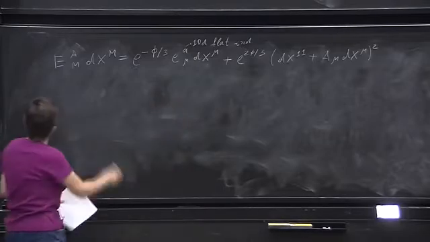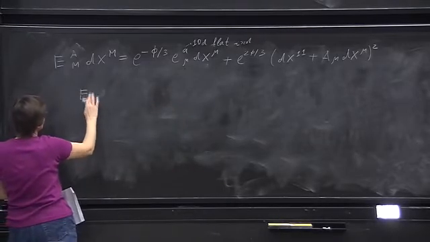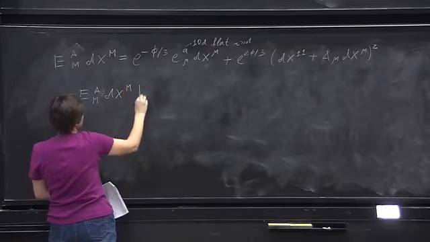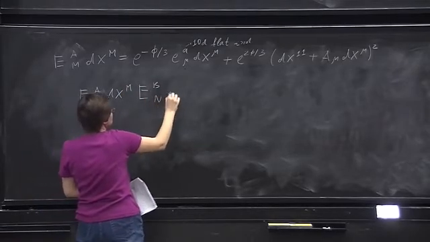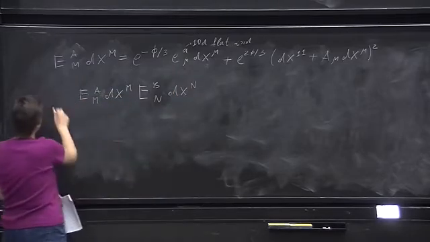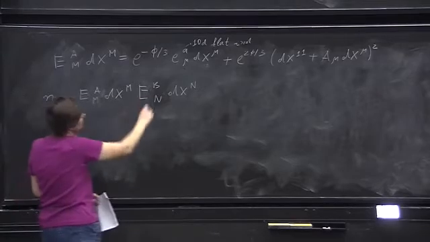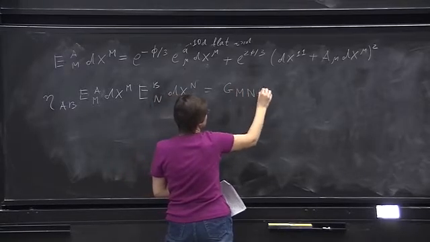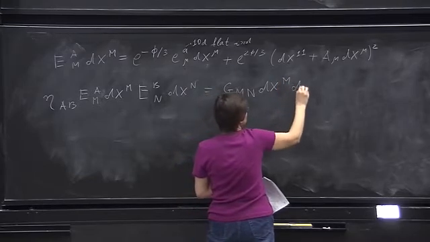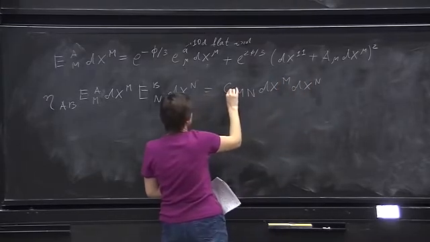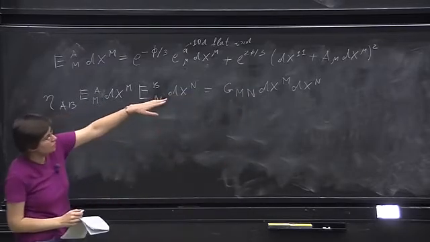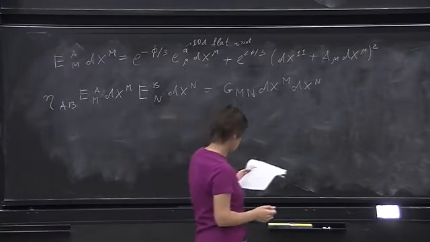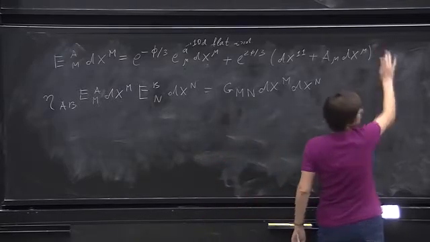And you can easily convince yourselves that if you multiply two expressions like that and contract them with the flat metric, say you take E^A_M dx^M times E^B_N dx^N, and you contract with eta_AB, you can easily multiply this and see that indeed you get exactly G_MN dx^M dx^N. Exactly the metric G that we have there with the ansatz. Oh, I think you're right. Yeah, that's a typo. Sorry. Okay, very good.